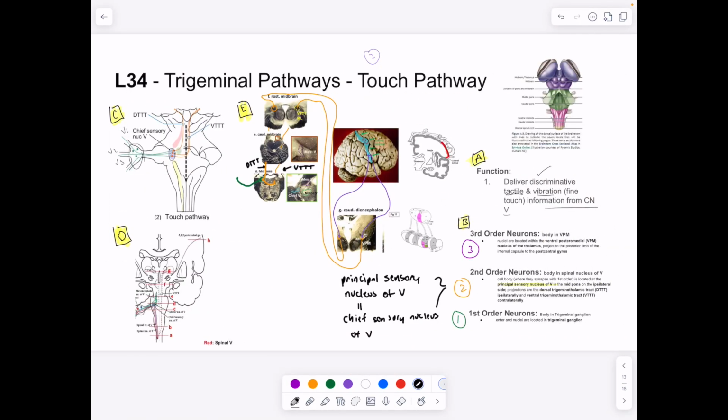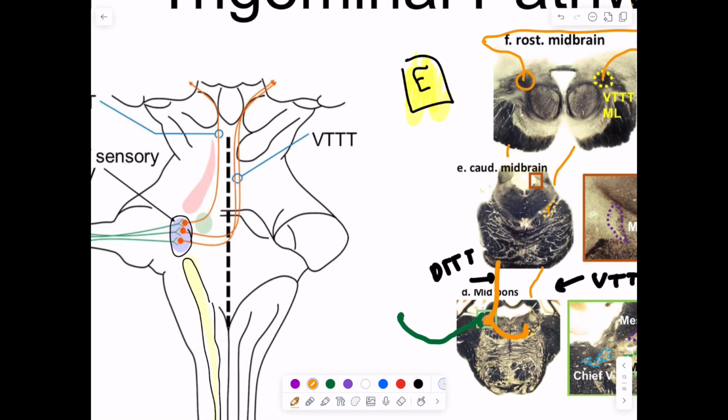Okay, and so we've come in, first order is going to go ahead and synapse in the principal nucleus of 5, which is a continuation of spinal nucleus, and it's in the mid-pons, and the second order nucleus is going to send projections via the dorsal trigeminal thalamic tract and the ventral trigeminal thalamic tract, VTT. Okay, so it's going to send ipsilaterally up the DTT and then contralaterally up VTT.